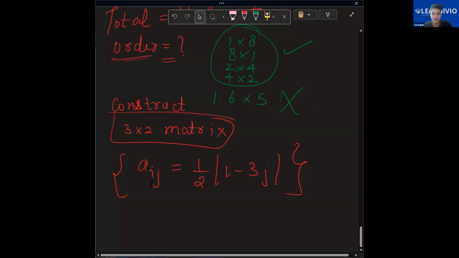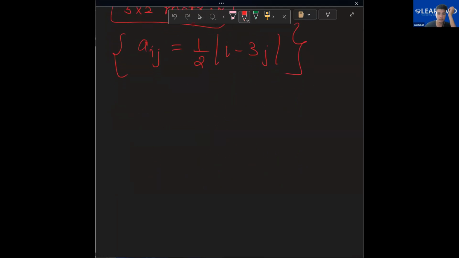I said you have to construct a 3 by 2 matrix whose general term is Aij, that is 1 by 2 modulus of i minus 3j. Do you know what i and j are? Sir, m and n, right? M and n, yes. So we have to put the values of m and n in i and j.